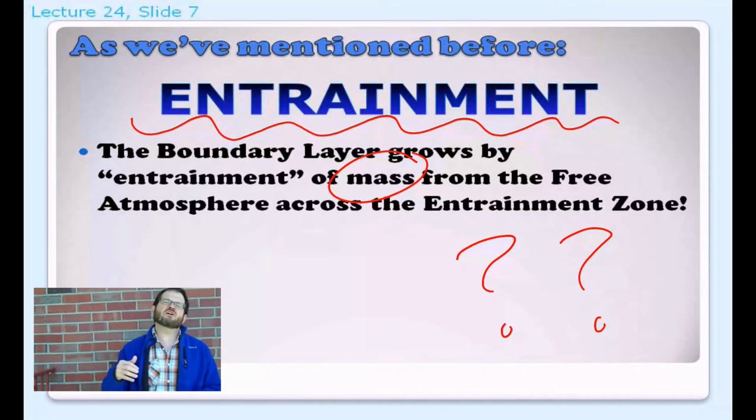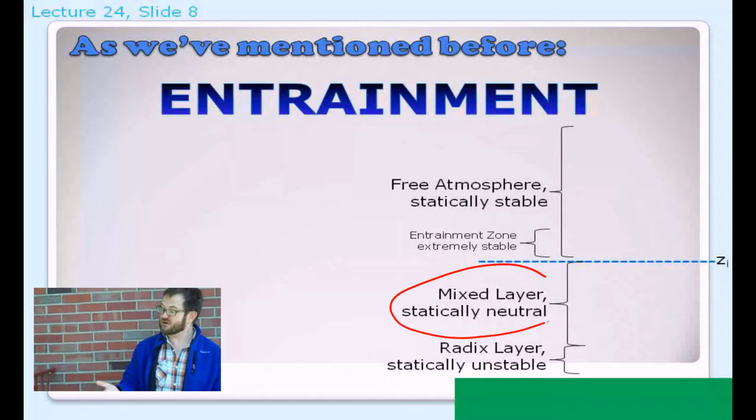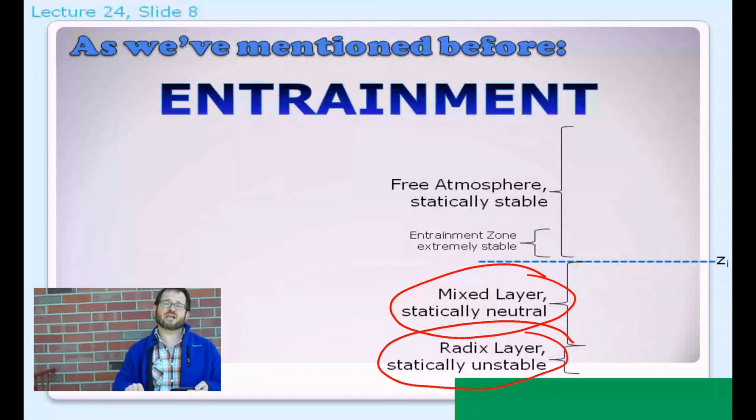Now, on this slide I'm illustrating for you how we're going to build a profile of the boundary layer and the free atmosphere. I'm doing this during the day, so most of the depth of my boundary layer is illustrated here as a statically neutral mixed layer. It's neutral because of all that mixing. Then there's going to be a radix layer in the lowest, maybe 20 meters or so, where it's going to be statically unstable, absolutely unstable, so we can get buoyant air parcels rising and so on out of the radix layer.